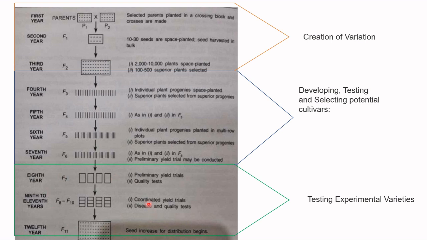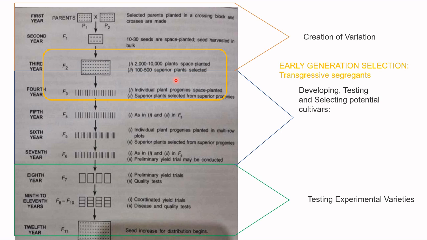Say, for example, when the varieties are confronted for homozygosity, they have to be tested for adaptability and preliminary yield trials and coordinated yield trials and then release. So some modifications can be done for the convenience of the plant breeder and the situations.